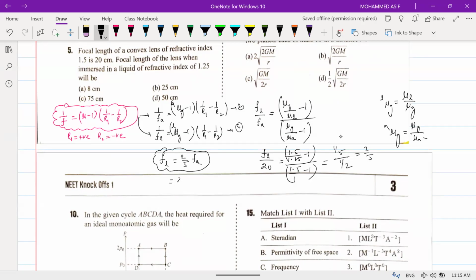So that is equal to 2 by 5. Focal length of air is nothing but 20. 5 ones are 5, 5 fours are 4, twos are 8. This will be equal to 8 centimeter, which will be the answer. Done?